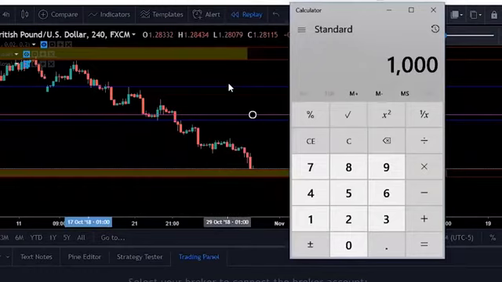So what you do, times 0.05, is going to give you 50. That's going to show you 5%. So if you wanted to do 1%, you would do times 0.01, which is a $10 risk. If you want to do 0.02, that gives you a 2% risk.